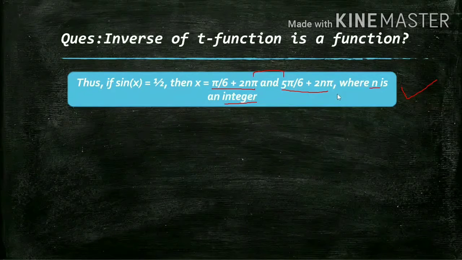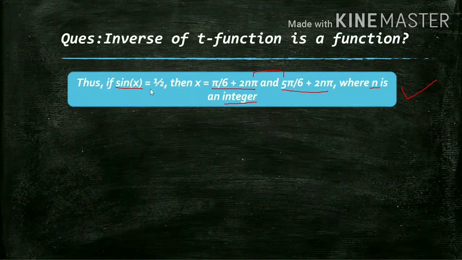You just need to generalize the thing. If I put n equal to 0, I get pi by 6, which is the first angle for the value of x. If I put n equal to 0 in the second expression, I get the second angle, 5 pi by 6. If I put n equal to 1, I get pi by 6 plus 2 pi, which is nothing but the angle repeating itself. So there are two angles.